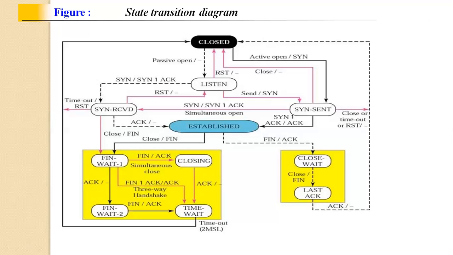So actually, the state transition diagram is a pictorial representation of the different mechanisms used by TCP. So this is the diagrammatic view of TCP connections. Thank you.